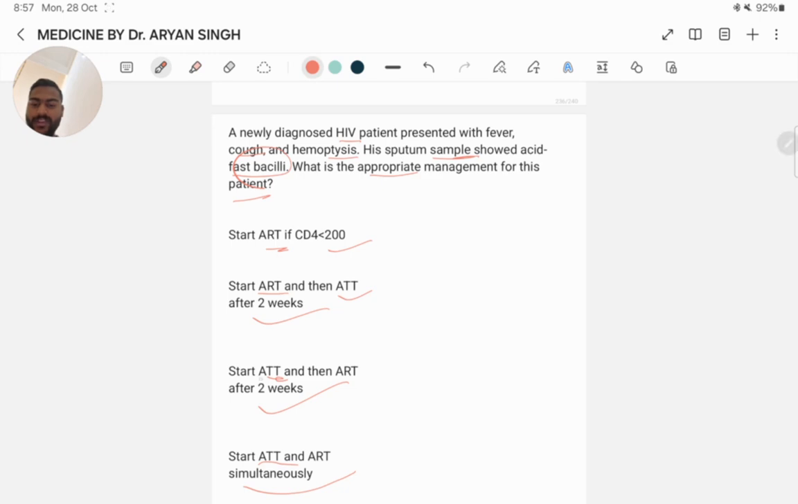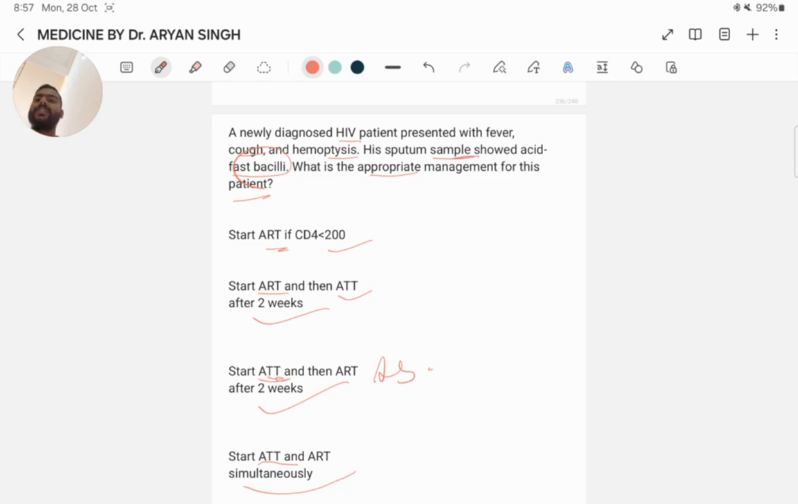Here the best answer is start ATT and then ART after 2 weeks. In an HIV patient with TB, start antitubercular therapy, ATT, first, and then start antiretroviral therapy, ART, as soon as ATT is tolerated, between 2 weeks and 2 months. This is done to avoid immune reconstitution inflammatory syndrome, IRIS.